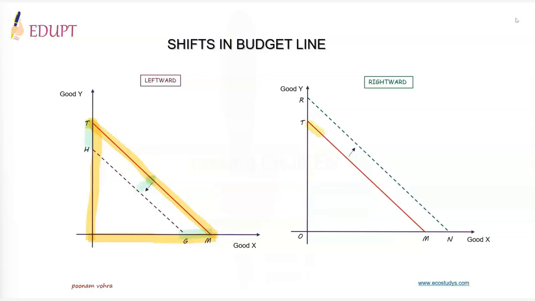But if there is a rise in the consumer's income and prices of both goods remain constant, or income of the consumer remains same and prices of both the goods fall, in these cases there would be an increase in the purchase of both the goods, implying that the budget line will shift towards its right. Increase in good X is from M to N, and increase in purchase of good Y is from T to R.